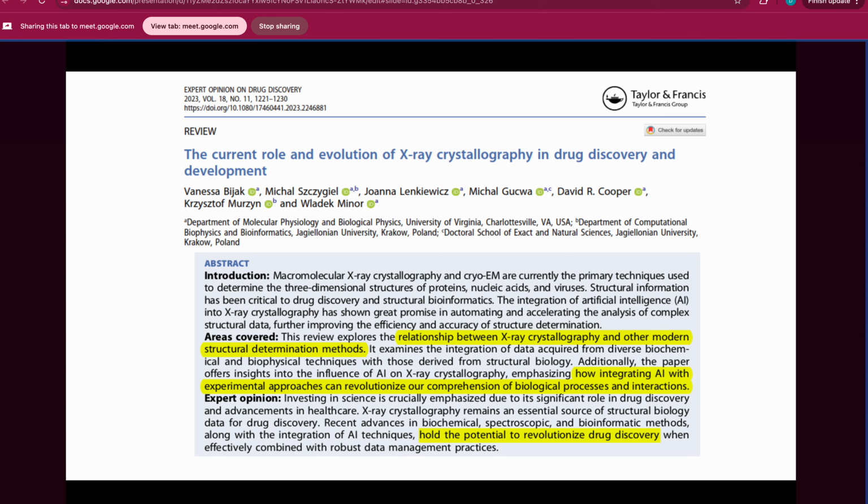Yeah, so this is the review. If anyone is interested, then you can go through this. This was published in 2023. It tells you about the current role and evolution of X-ray crystallography in terms of drug discovery and development.